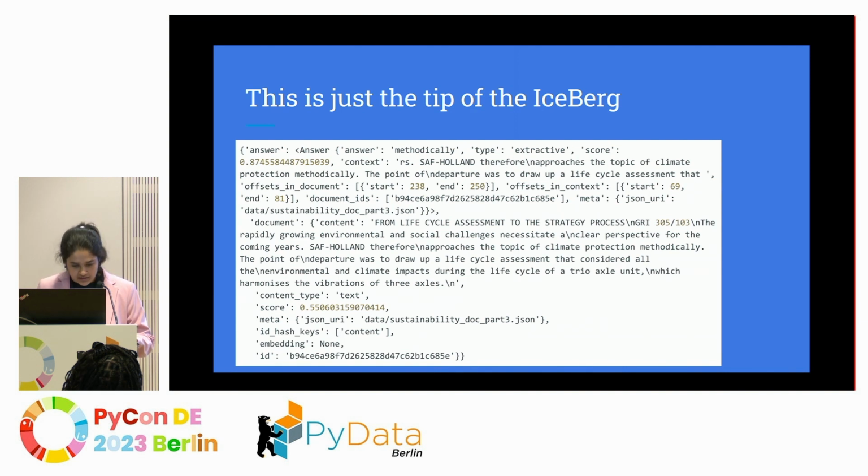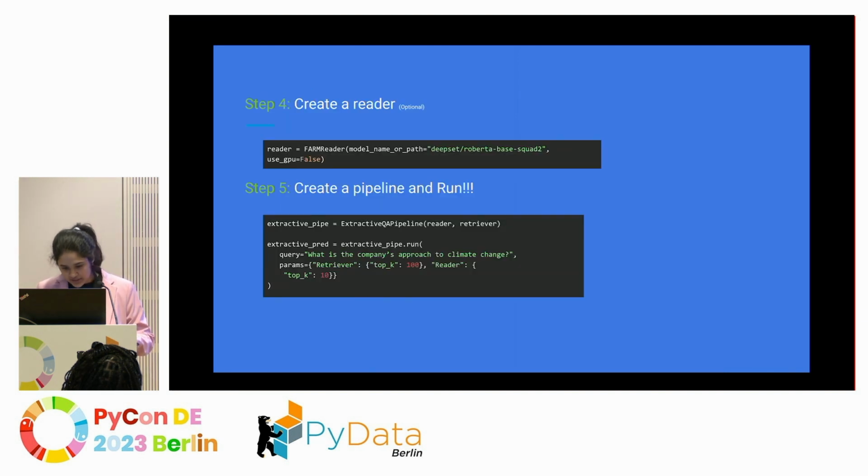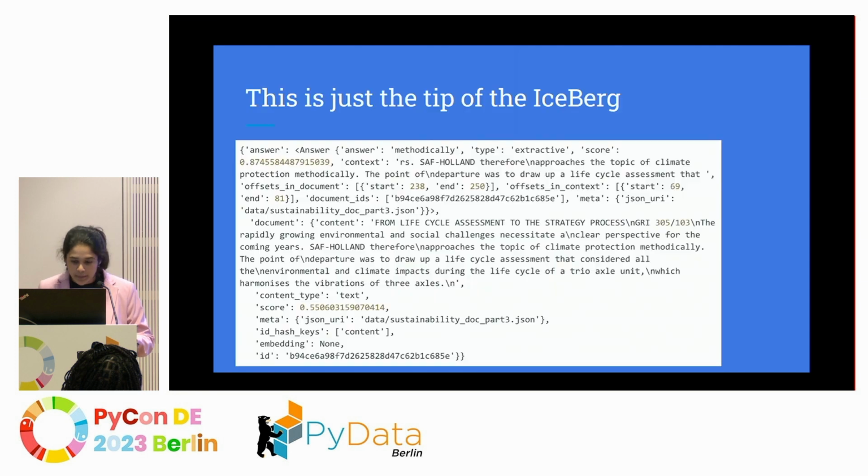So in our case, the question was, what is the company's approach to climate change? And our answer is that it's methodical. SAF Holland approaches the topic of climate protection methodically. The point of departure was to draw up a life cycle assessment, etc. And it also gives you the document from which this content was pulled, the source from where this content was pulled.